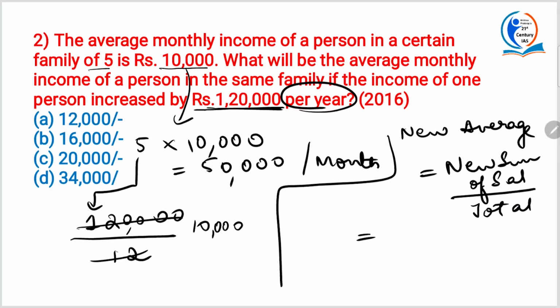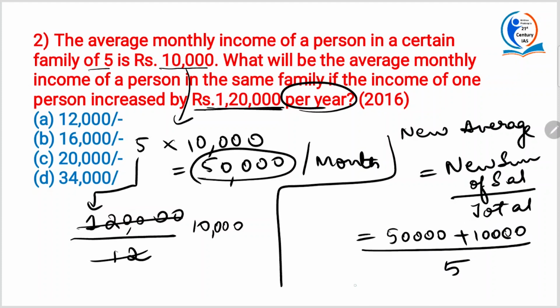Now what is the new sum of salary? Already they're getting 50,000 per month for the entire family. Now one fellow is getting 10,000 more, right? So it will be 50,000 plus 10,000 by 5 people. So 60,000 by 5, 60k by 5, k is 1000. Okay, fine, I'll write 1000 only. So it is 12,000. So this is the new average. So 12,000 is the answer.